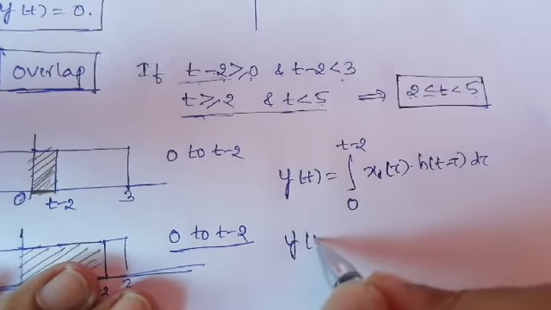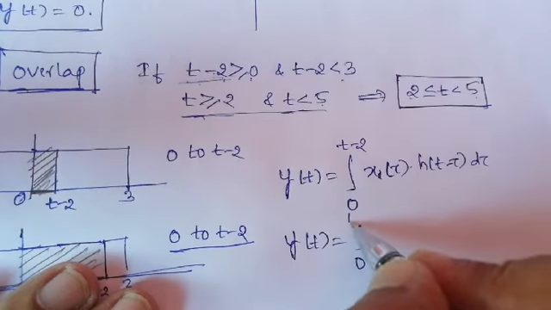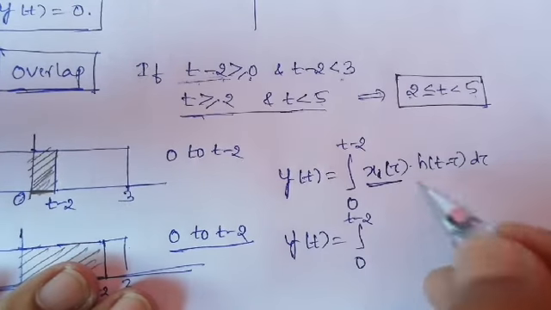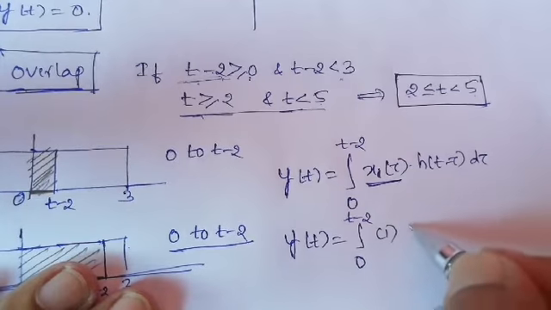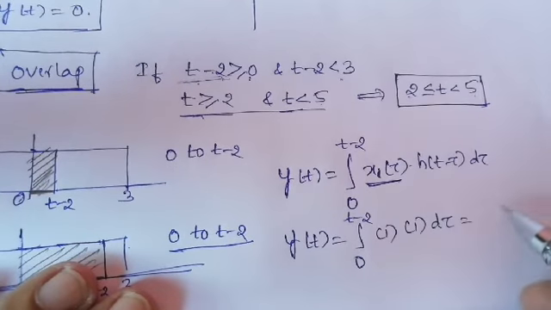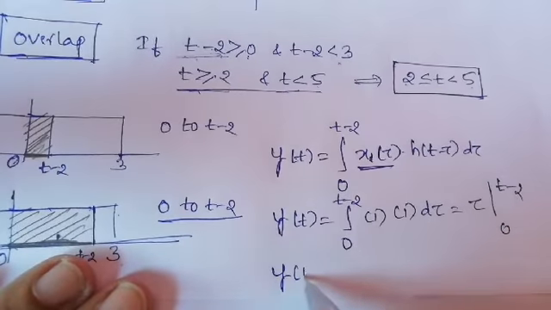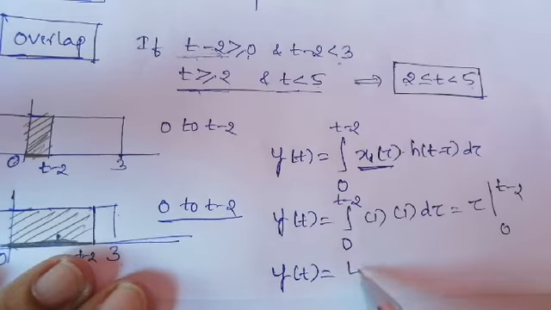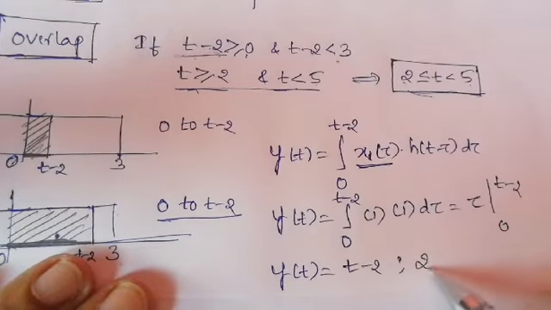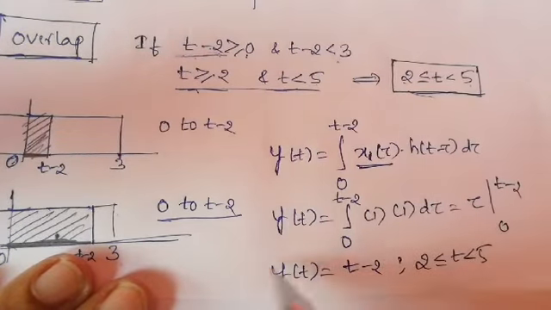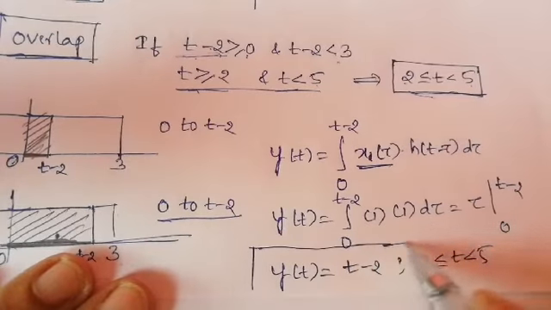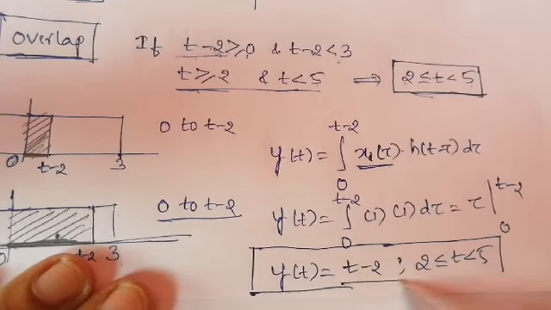Let us substitute the respective amplitudes. 0 to t minus 2, x of tau is what? It is 1. h is also 1, d tau. Integration of 1 is tau, from 0 to t minus 2. For the simplification, y of t equal to t minus 2 minus 0, it is t minus 2, for what? If the value of t lies between 2 to 5, it is the overlap case.